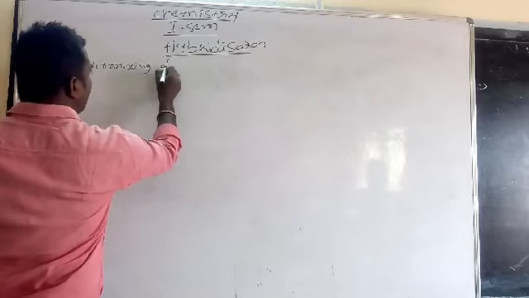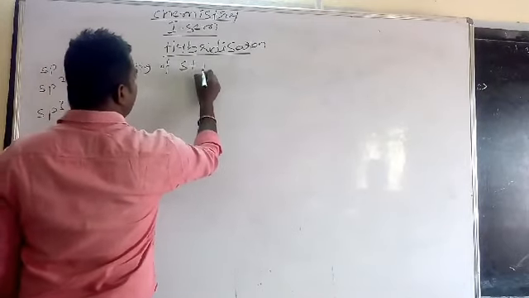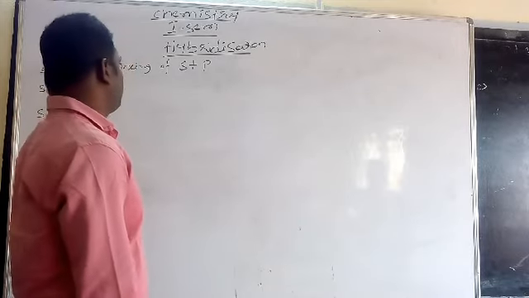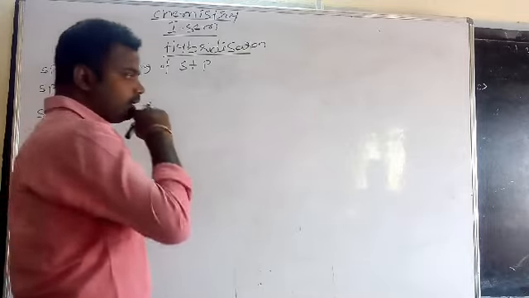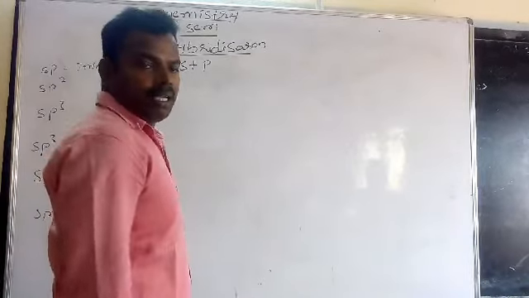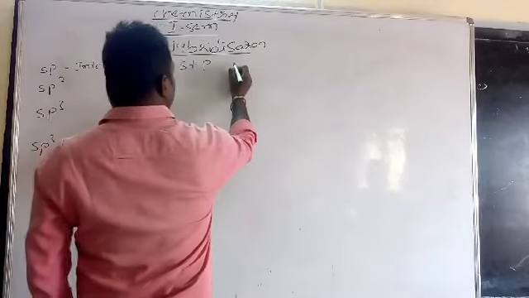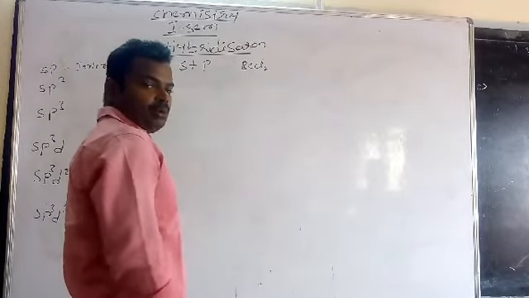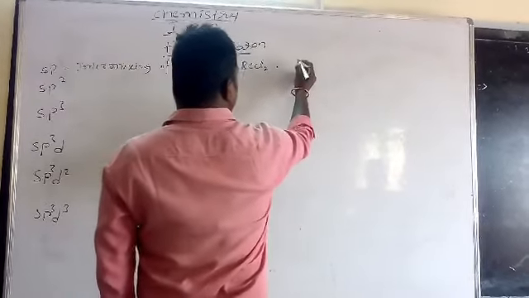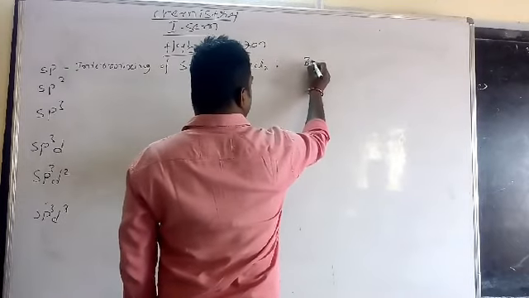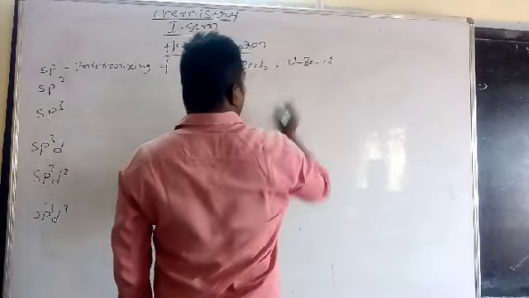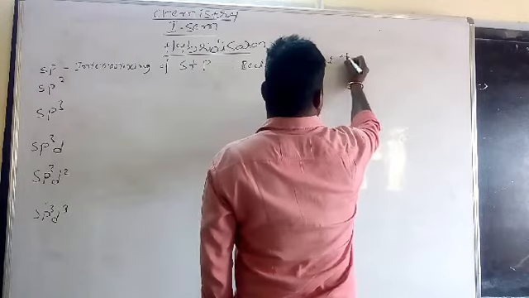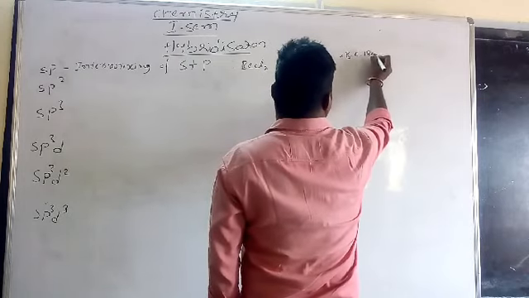Intermixing of one s orbital and one p orbital combined to give new equivalent hybrid orbitals called sp hybrid orbitals. This process is known as sp hybridization. The example of sp hybridization: BeCl2. BeCl2 means beryllium chloride. The center atom is beryllium. Two chlorines are attached. Bond angle 180 degrees.